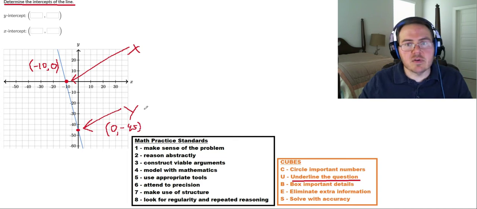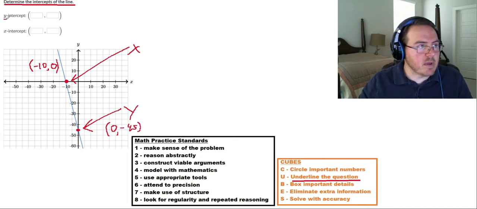Okay, so those are their coordinates. So in your answer, what you type in, the y-intercept, careful now. The y-intercept is when the x value is 0, so it'd be 0, and then you put in a negative 45. Now our x-intercept is on the x-axis. That's when y is equal to 0. And looking at the graph, it looks like I'm at negative 10.